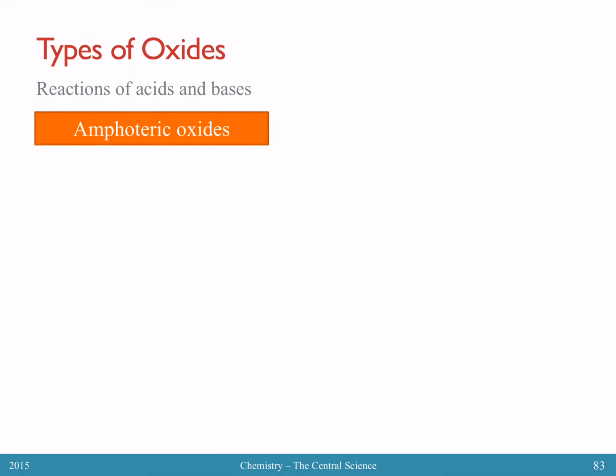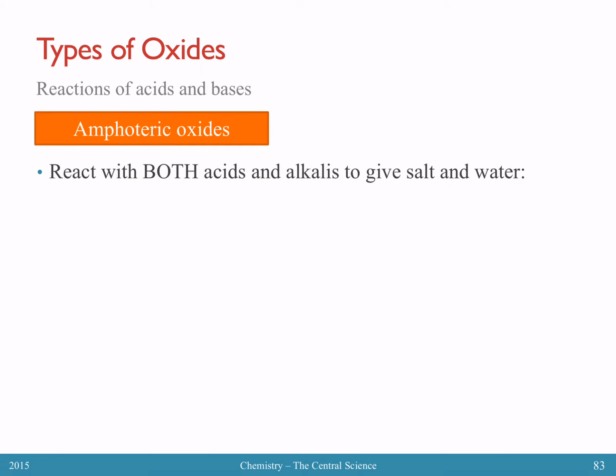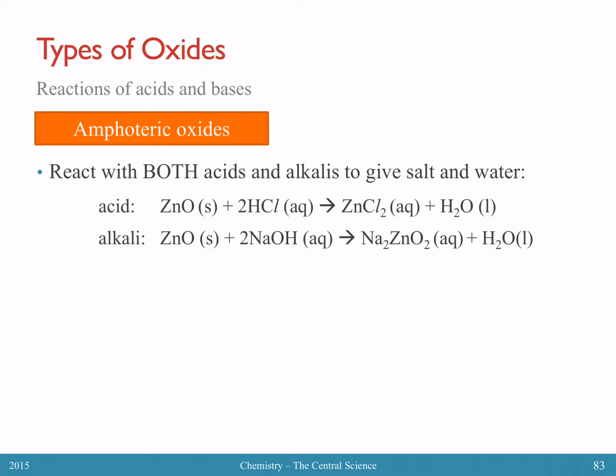What are amphoteric oxides then? Amphoteric oxides are kind of like both. They react with both acids and alkalis to give salt and water. For example, here's a reaction of zinc oxide with an acid, but zinc oxide also reacts with an alkali.